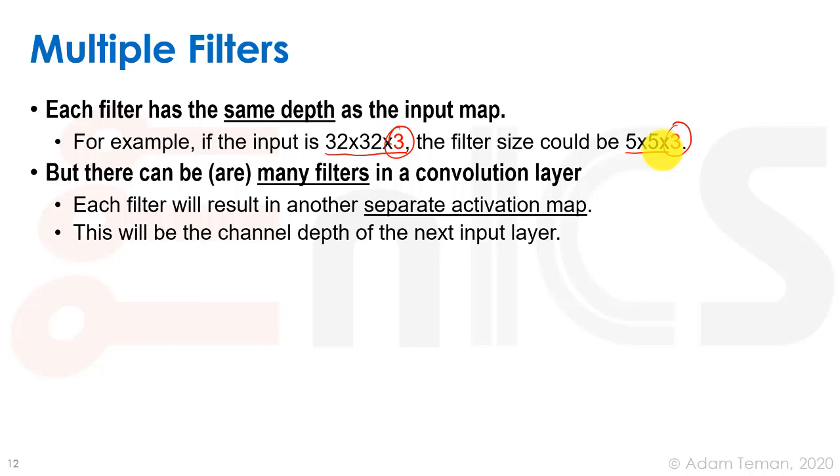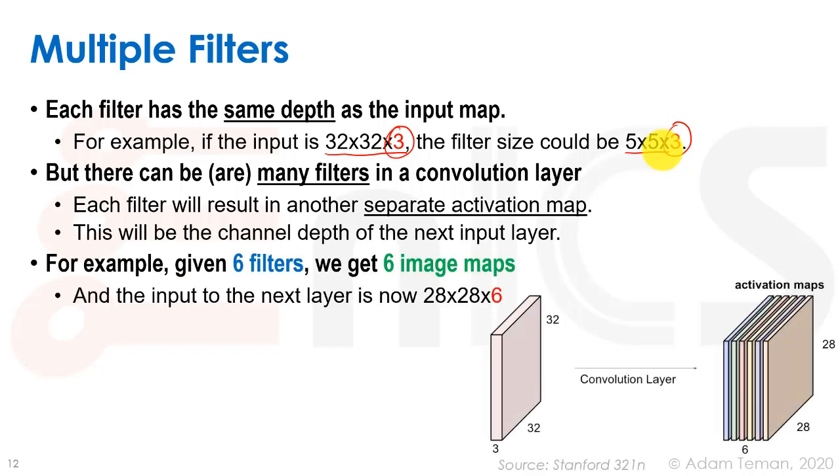Each filter will result in another separate activation map. Another separate two-dimensional output layer will be made by every filter we have, and this will be the channel depth of the next input layer. Okay, so let's look at an example.